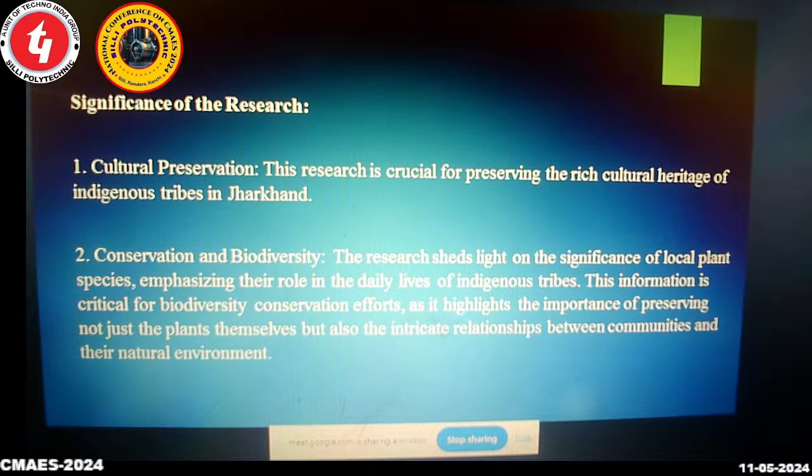Significance of this cultural preservation. This research is crucial for preserving the rich cultural heritage of indigenous tribes, conservation and biodiversity. The research shed light on the significance of local plant species, emphasizing their role in the daily lives of indigenous tribes. This information is critical for biodiversity conservation efforts as it highlights the importance of preserving not just the plants themselves, but also the intricate relationship between community and their natural environment.